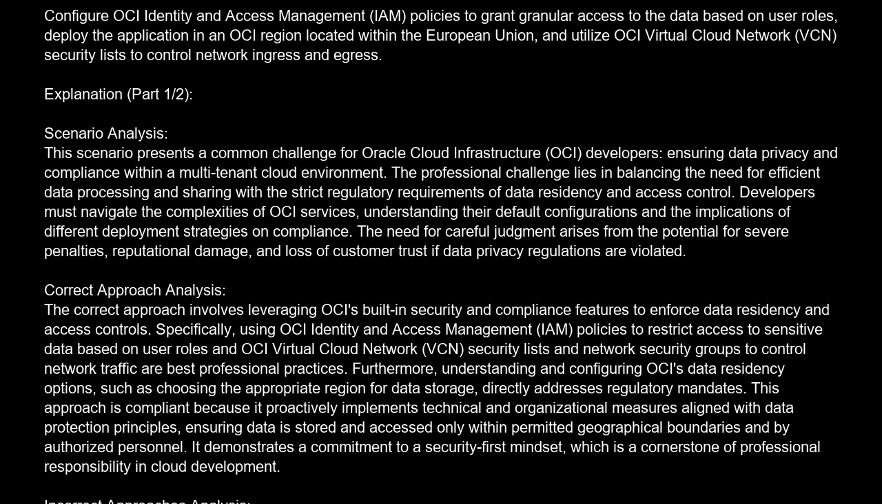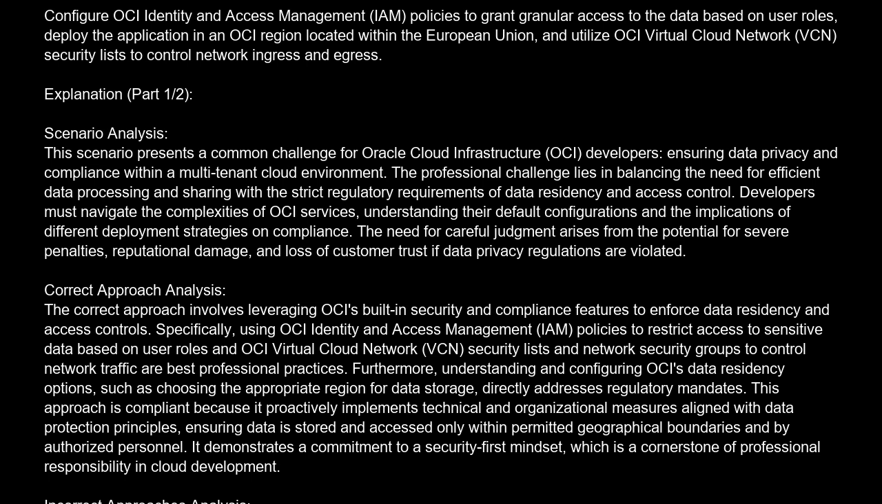Correct approach analysis. The correct approach involves leveraging OCI's built-in security and compliance features to enforce data residency and access controls. Specifically, using OCI Identity and Access Management (IAM) policies to restrict access to sensitive data based on user roles and OCI Virtual Cloud Network (VCN) security lists and network security groups to control network traffic are best professional practices. Furthermore, understanding and configuring OCI's data residency options, such as choosing the appropriate region for data storage, directly addresses regulatory mandates.